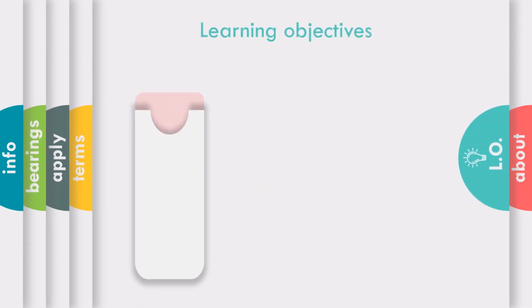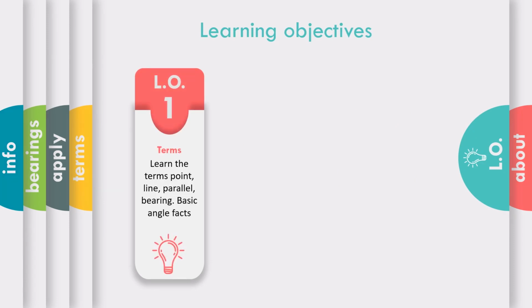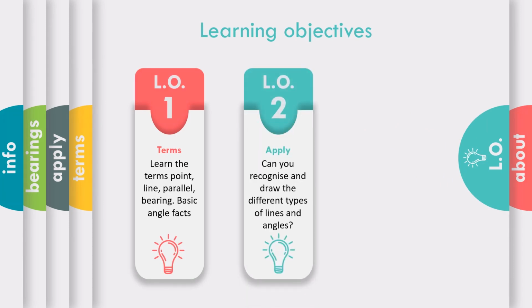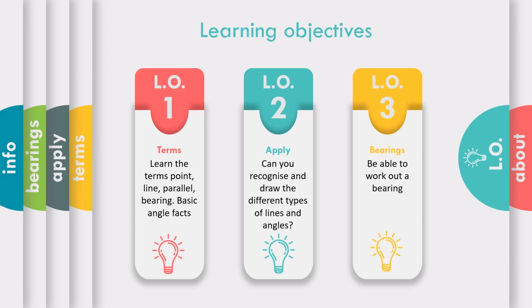The first learning objective is to be familiar with the terms that we're going to be using. Again, most of you should already know these. Learning objective 2. This is where I'll quickly show you how to answer quick questions applying the knowledge from the first learning objective. Finally, learning objective 3 is a basic introduction to bearings and how to answer some quick easy questions.